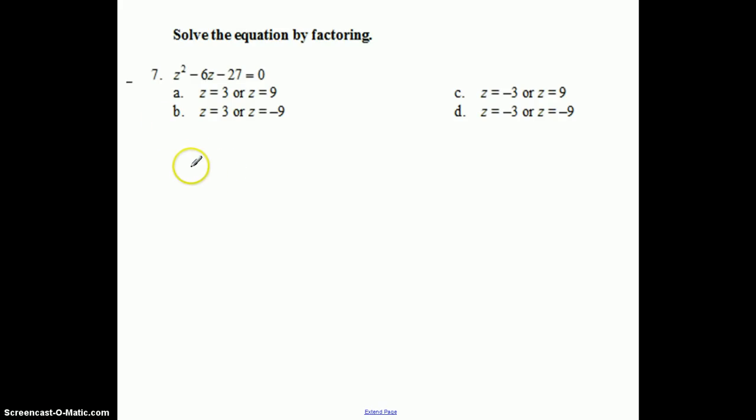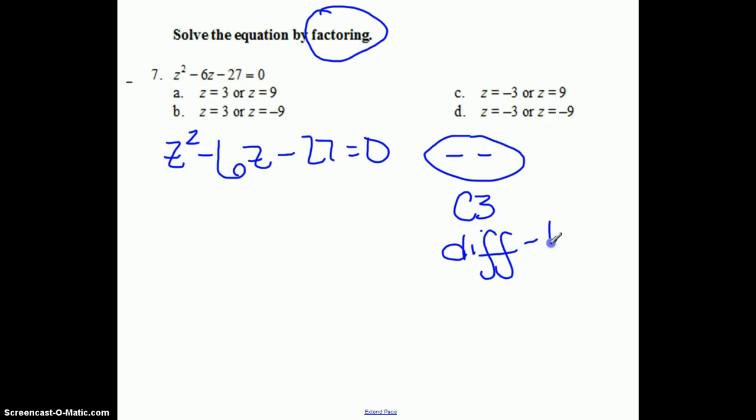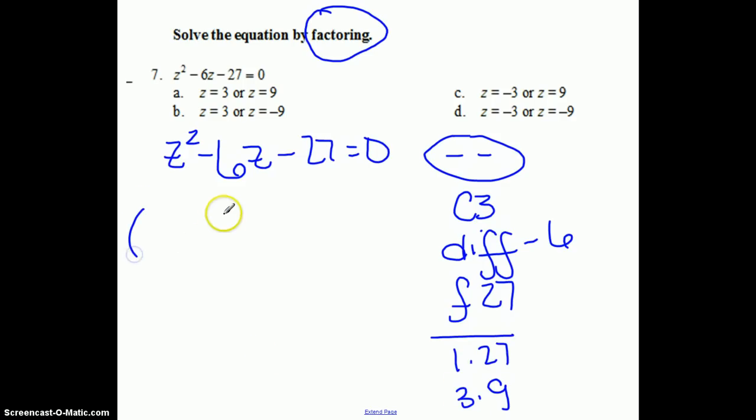Okay, now this is one that's going to require us to solve by factoring. So z squared minus 6z minus 27 equals 0. So if it's negative, negative, that means it's case 3. Difference of negative 6, and I'm going to factor 27. Now, if this is case 3, then one of these is going to be plus, and one of these is going to be minus.